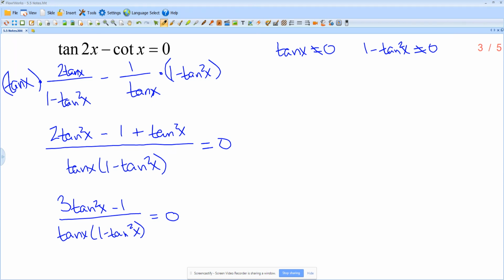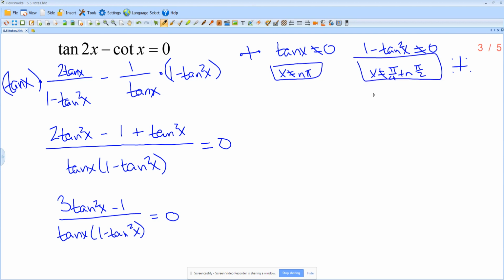So while it isn't going to be super important, something to keep in mind is here, tangent can't be equal to 0, so those are those locations. x cannot be equal to n pi. And here you would get tangent being plus or minus 1. So x cannot be equal to pi fourths plus n pi halves. So these are just domain restrictions because they would give the denominator equal to 0.